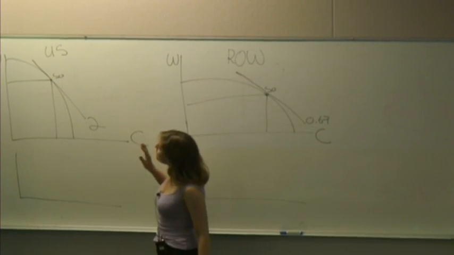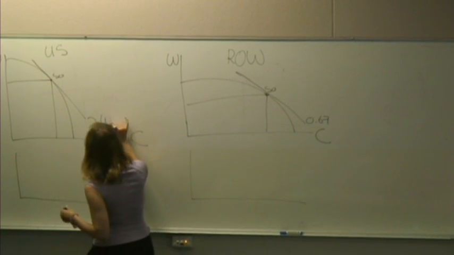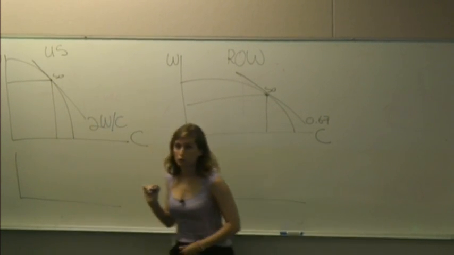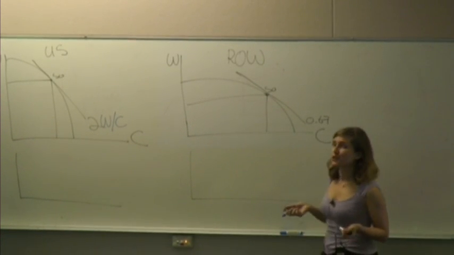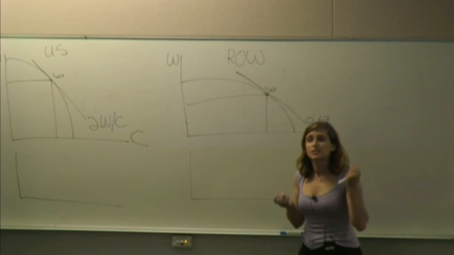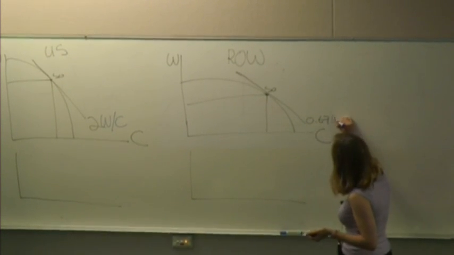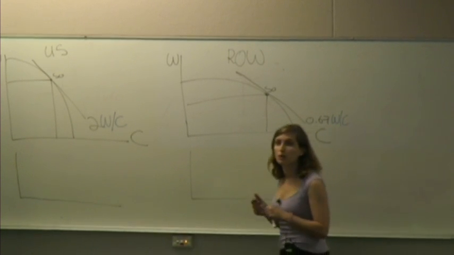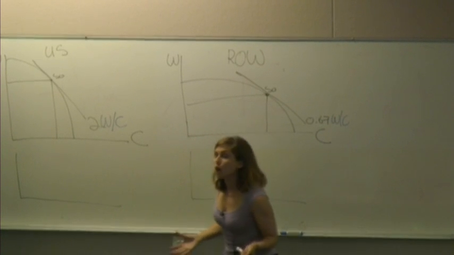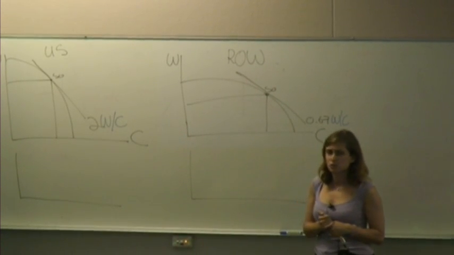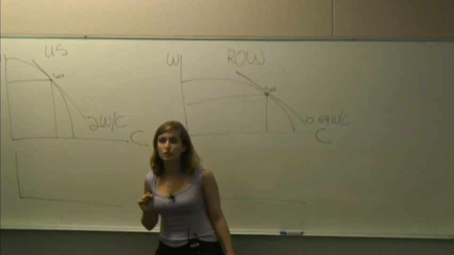So here, the price of cloth in the US is 2 units of wheat given up to produce 1 unit of cloth. In the rest of the world, the opportunity cost of producing cloth is only 0.67 units of wheat given up to produce 1 cloth. So who has the lower opportunity cost? The rest of the world. Therefore, the rest of the world has comparative advantage in producing cloth, whereas the US has comparative advantage in producing wheat.